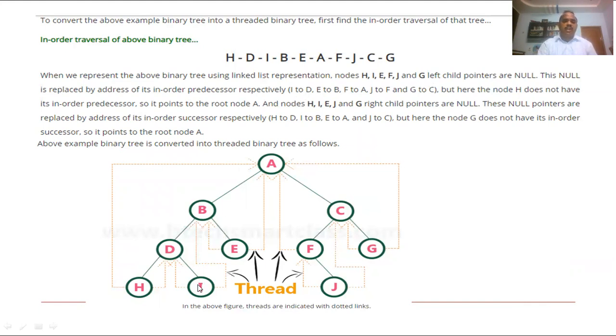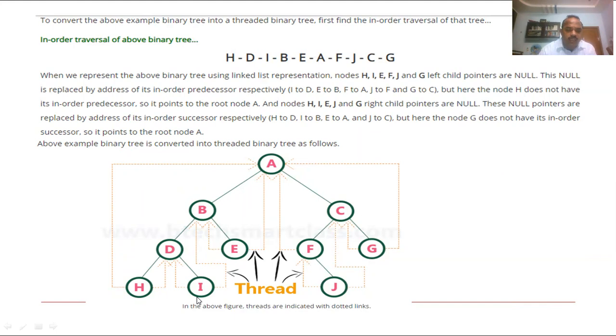I to D. Where is I? I is connected to D, through its left child. Clear? Then the next one is E to B. E is a child node, and it is connected to its parent node. Understand? Next one is F to A. Where is F? This is F. F has no left child, so it is connected to A. All of you, then G to C. What is G? This is G. There is no left child, so it is connected to C. All of you clear?